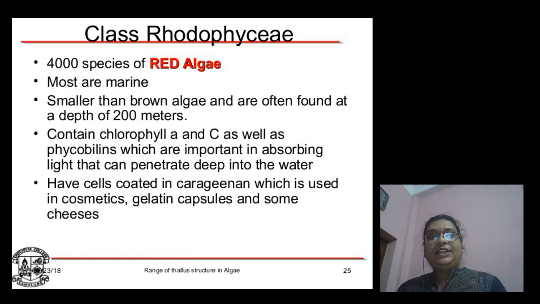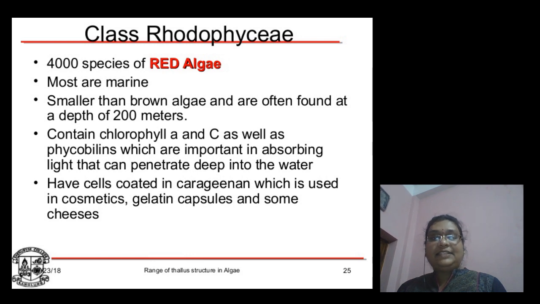They contain chlorophyll A and C, as well as phycobilin pigments. These are all examples of photosynthetic pigments, and they are important in absorbing the light that can penetrate deep into the water, is it not? Because I was telling you that this type of algae can reside even at 200 meters depth inside seawater, and thereby these pigments have to be capable enough to catch that sunlight and photosynthesize, is it not? So for that purpose, these chlorophyll pigments are highly essential.